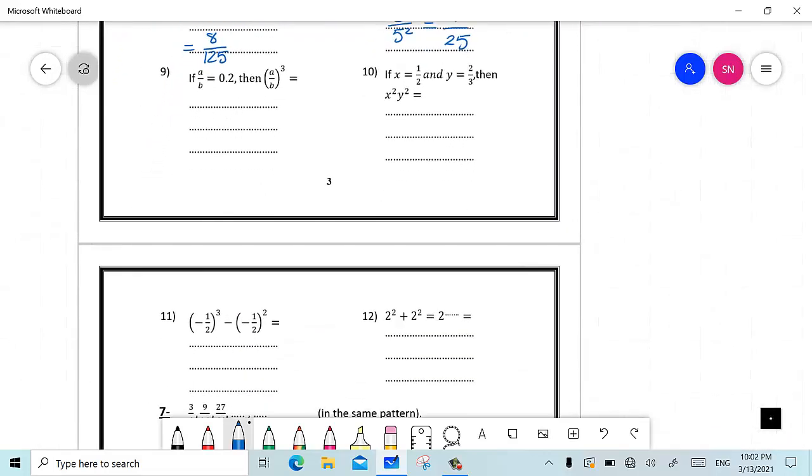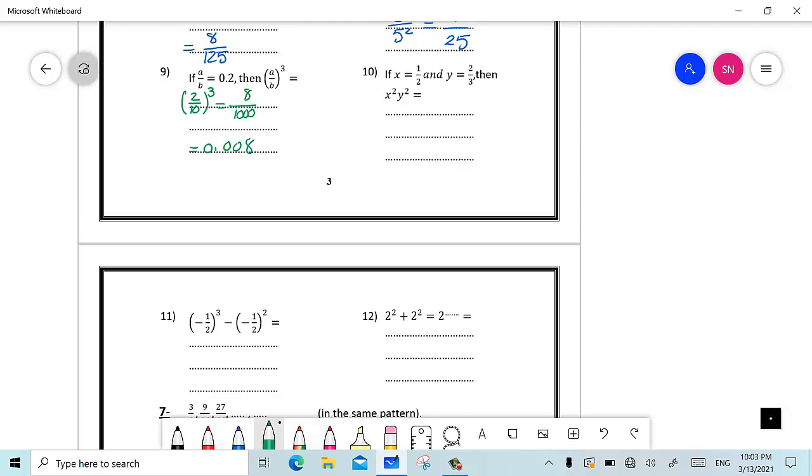Number 9, if a over b is equal to 0.2. The first thing I should do is change 0.2 into a fraction, which equals 2 over 10, all raised to the power of 3. 2 to the power of 3 equals 8, and 10 to the power of 3 is equal to 1000, which equals, in decimals, 0.008.